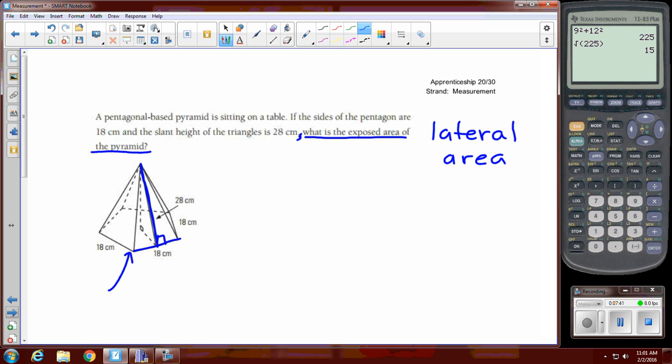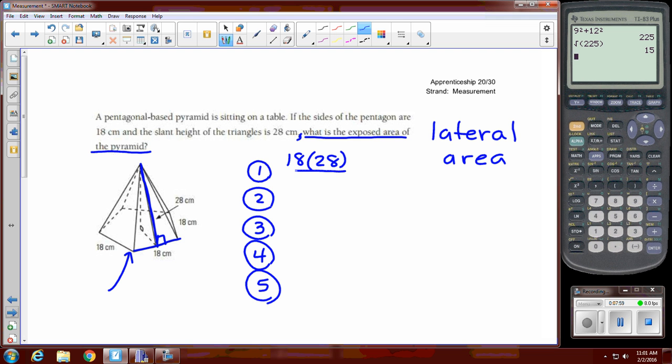So a pentagon is a 5-sided shape, which means I'm going to have 5 triangles around the edge, and I don't need to include the bottom. So this is only 5 faces. Again, to find the area of a triangle is base times height divided by 2. I have a base of 18, a height of 28, divide by 2. That's going to give me the area of one of those triangles, which is 252 square centimeters.